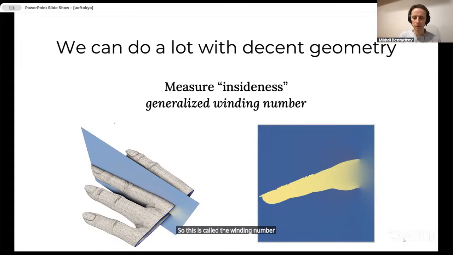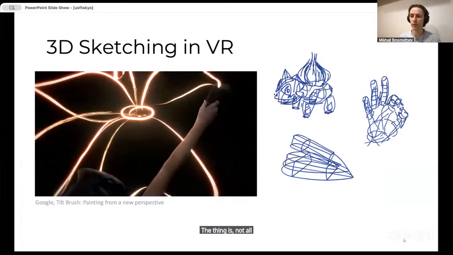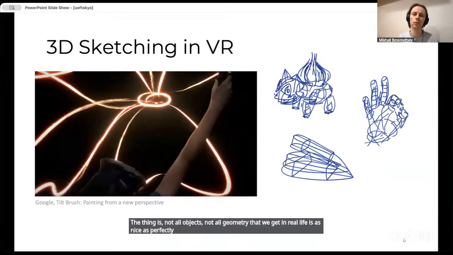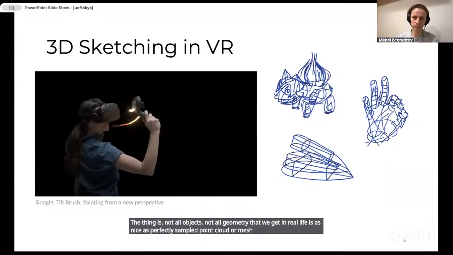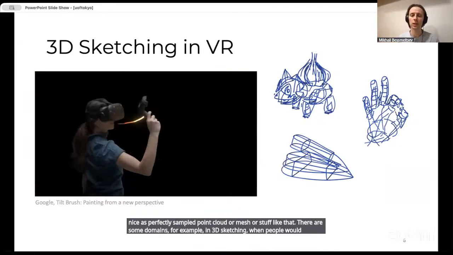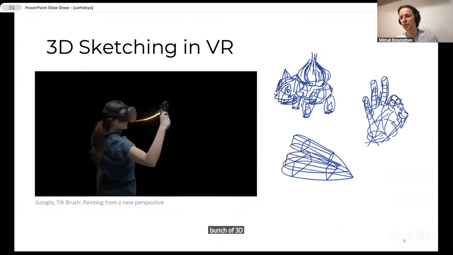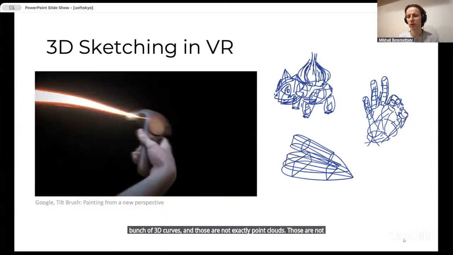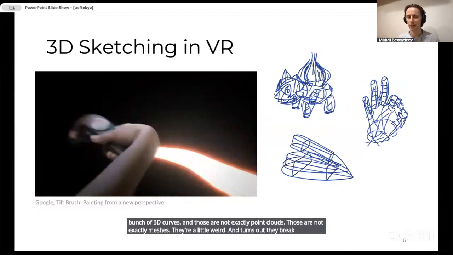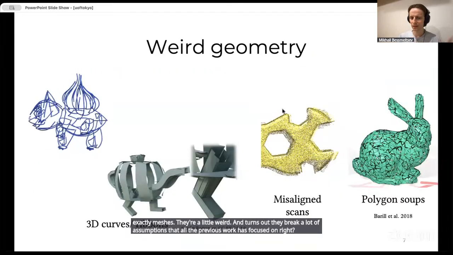And the thing is, not all geometry that we get in real life is as nice as perfectly sampled point clouds or meshes. There are some domains, for example in 3D sketching, when people would create a bunch of 3D curves. Those are not exactly point clouds, and not exactly meshes. They're a little weird. And it turns out they break a lot of assumptions that all the previous work has focused on.